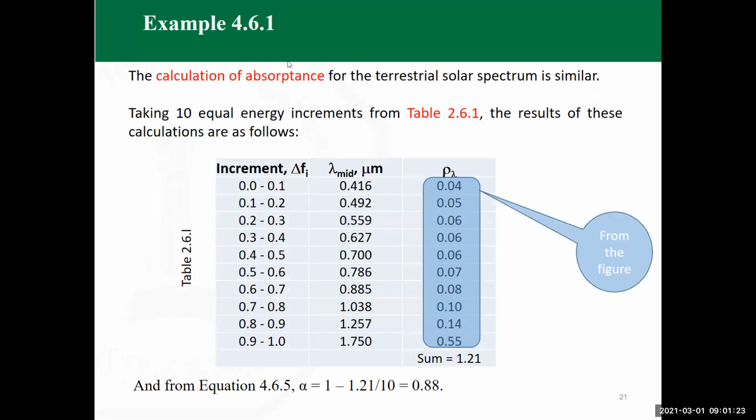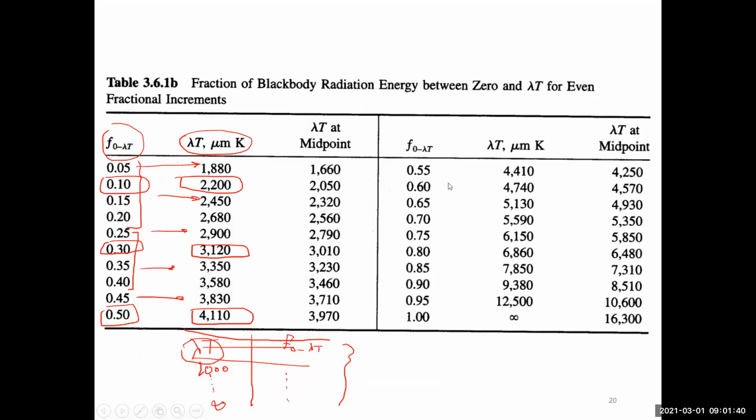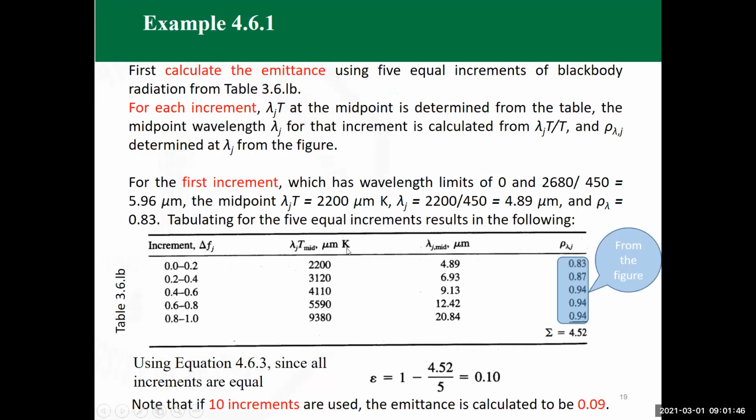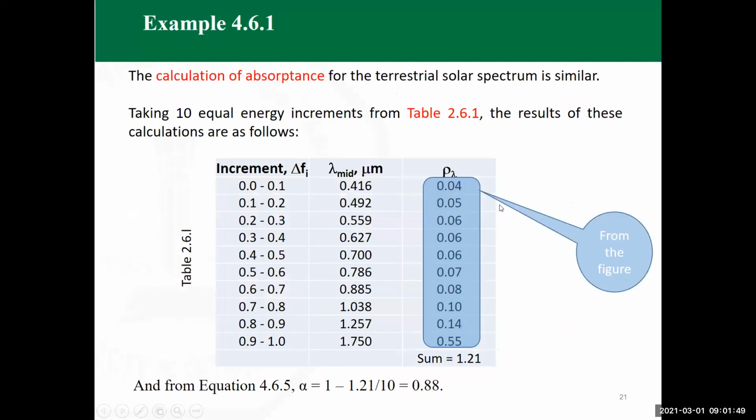So for this table, this is what we did. From 0 to 0.1, the mid value is 0.05. From 0.1 to 0.2, the mid value is 0.15, and so on. And you calculate the value of lambda. From the figure, you are going to go to each value of lambda and get the corresponding value of rho. So go into this figure again, and for each value of lambda, you are going to get the corresponding value of rho. Then you are going to sum all the values of rho that you calculated here, which sums up to 1.21. You are then going to use the definition of alpha as 1 minus 1.21 over 10. Then you can get the corresponding value of alpha for this case.